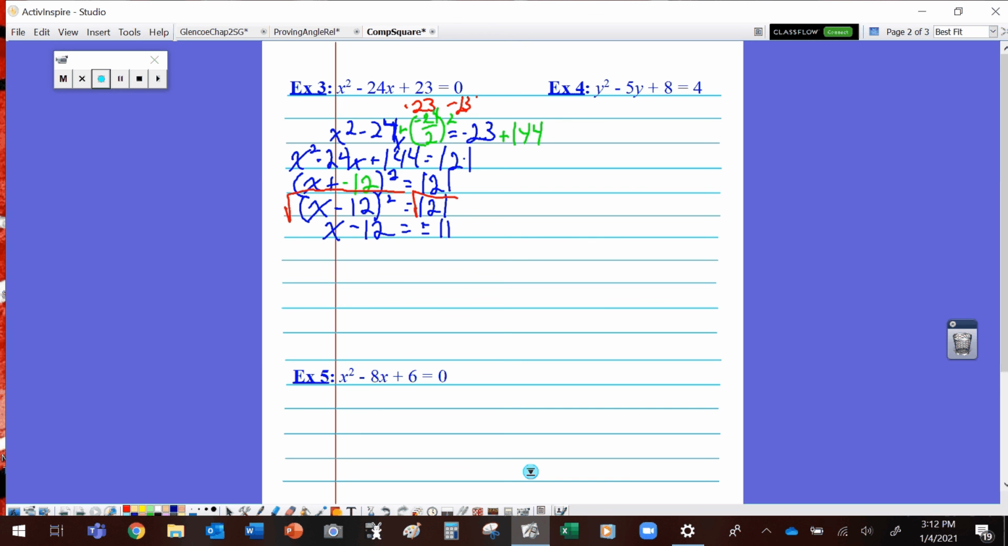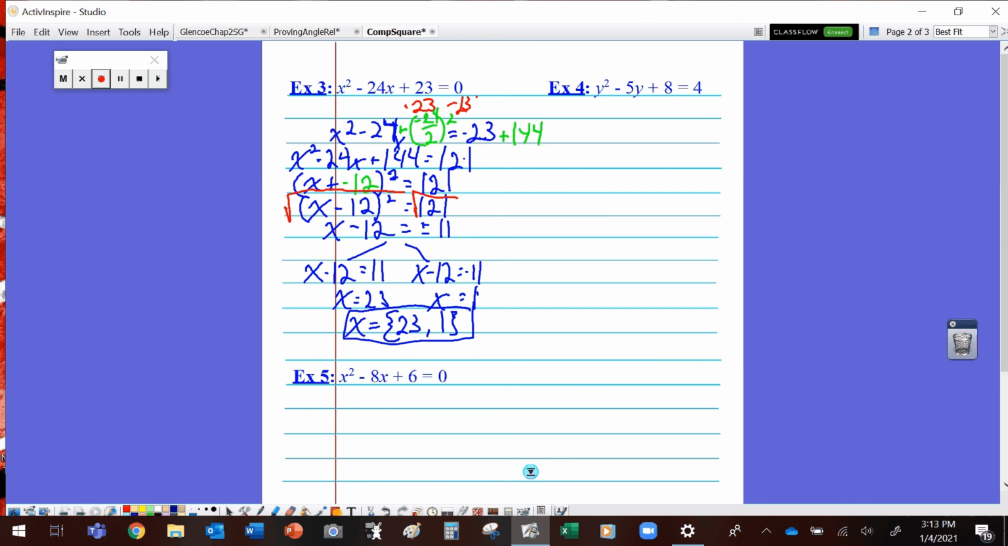Okay, don't forget that plus or minus, because right now I need to make my two separate equations. X minus 12 equals 11, and x minus 12 equals negative 11. Okay, now I solve each one of these, so I'll add 12 to both sides, and I get x equals 23. Add 12 to each side, and I get x equals 1. Okay, so then I have x belongs to the set consisting of 23 and 1. Okay, and there we go.